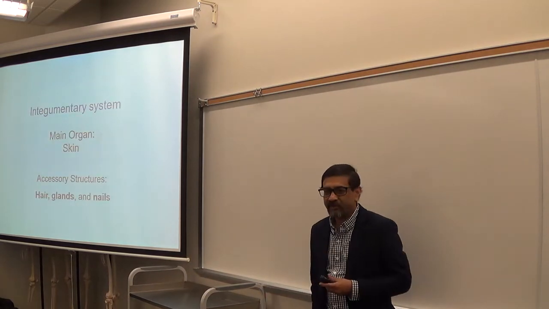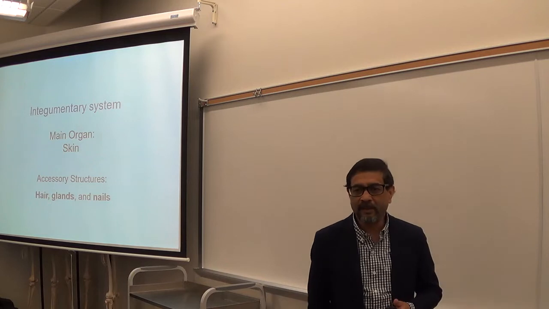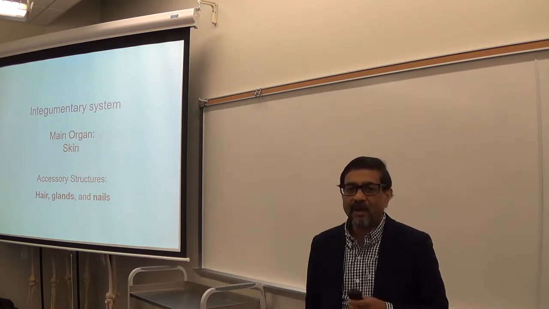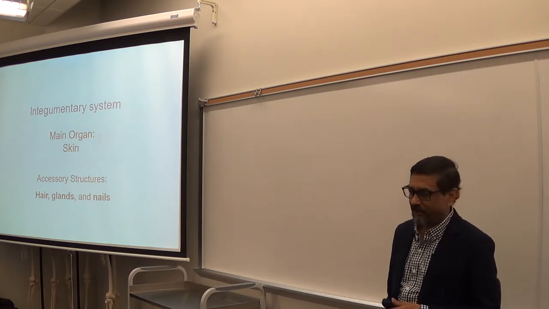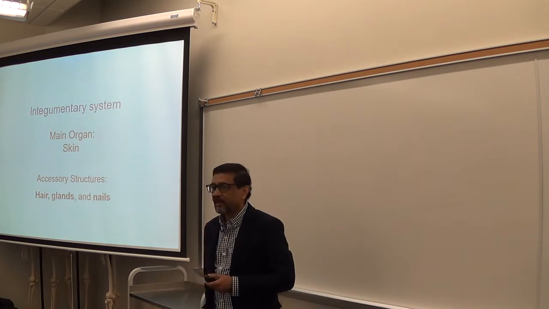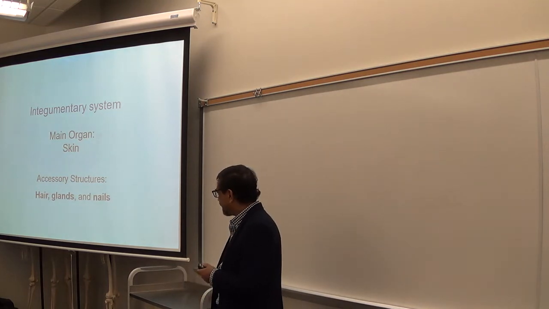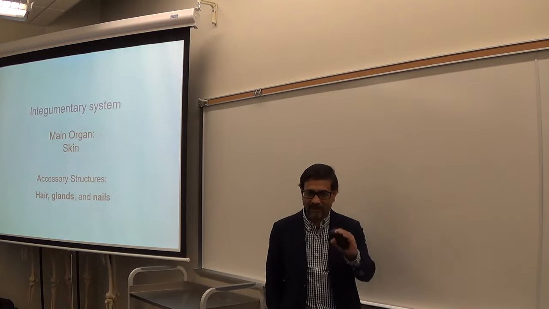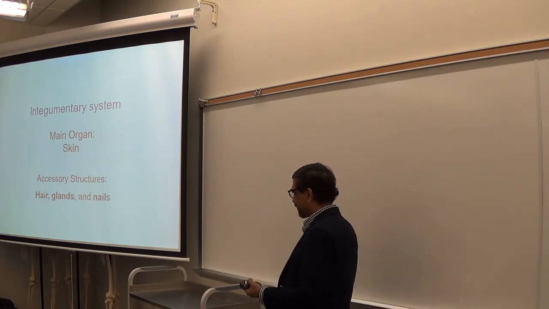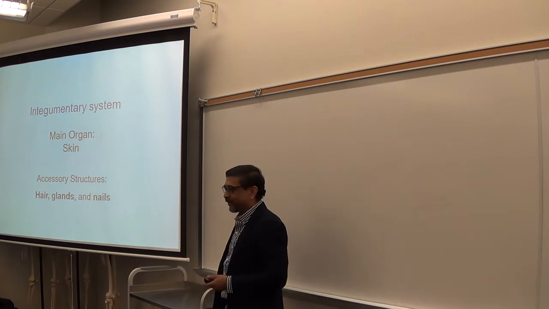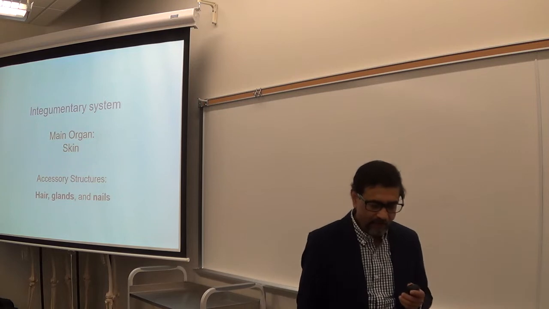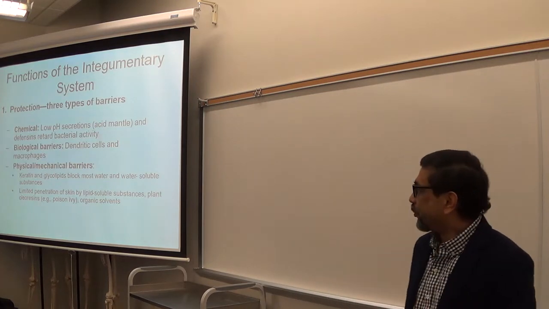So the parts. The main organ or part is the skin. Other structures, those are called accessory structures, include here glands of the skin. Only the glands that are present in the skin, like sweat glands, sebaceous glands, and nails. So these are the parts. Functions.